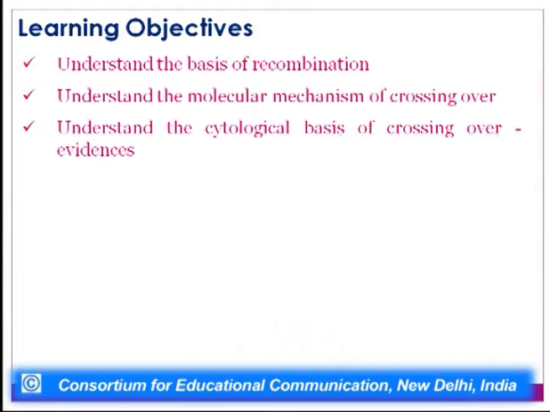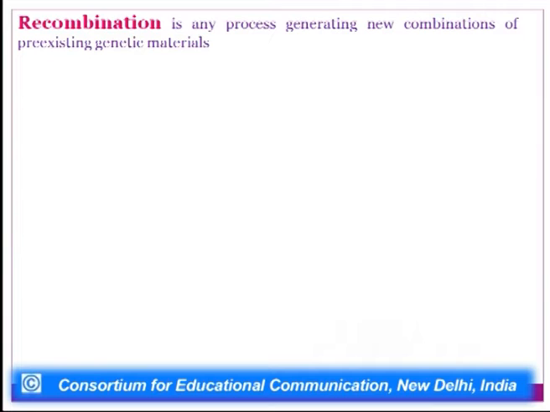recombinant phenotypes. So, what is recombination? In this session, the learning objectives are to understand the basis of recombination, the molecular mechanism of crossing over, and the cytological basis of crossing over. We will look at some cytological proofs that show how crossing over occurs. Recombination is any process generating new combinations of pre-existing genetic material.